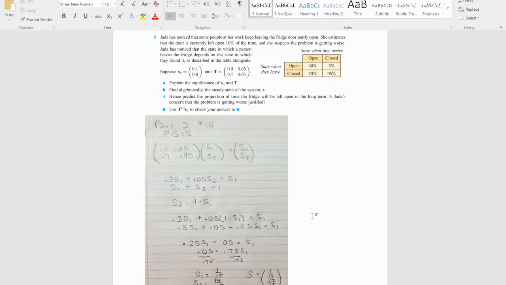I got a crazy decimal in my calculator, so I pressed math, enter, enter, and it gave me 1/15. I know that S1 plus S2 has to equal 1, which means S2 is 14/15, which means my steady state matrix is 1/15, 14/15.